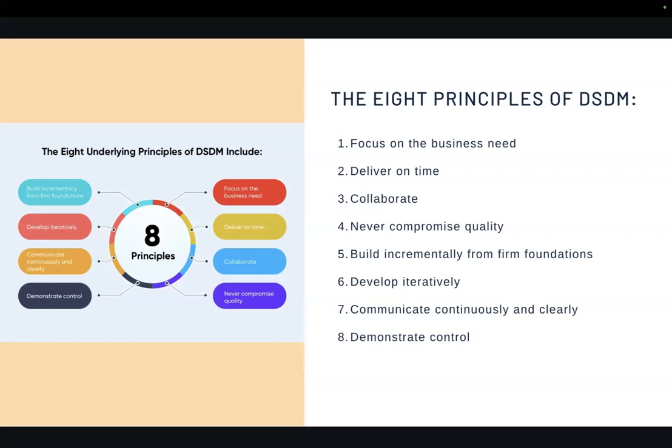Internal and external communication is essential, and to help facilitate that, DSDM preaches that one must be able to demonstrate control over a project by keeping a close eye on progress and constantly reevaluating the project. These principles provide the framework for the DSDM method, and it's important that a team follows them closely.